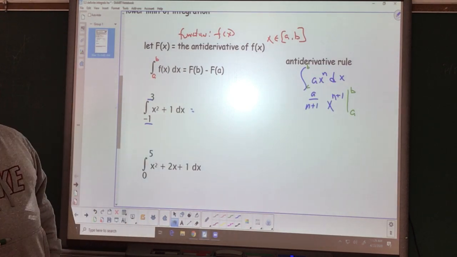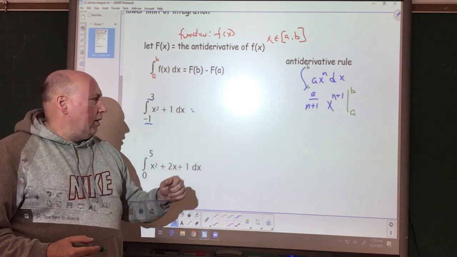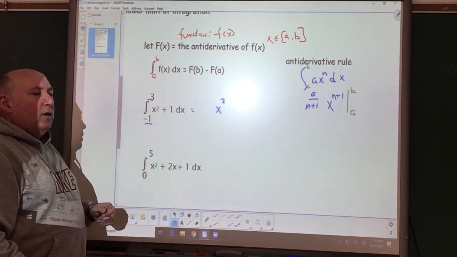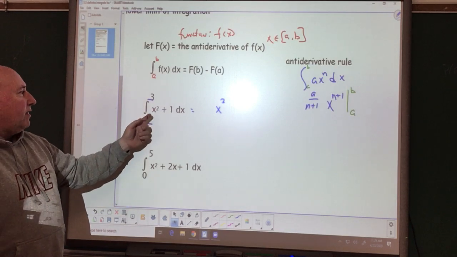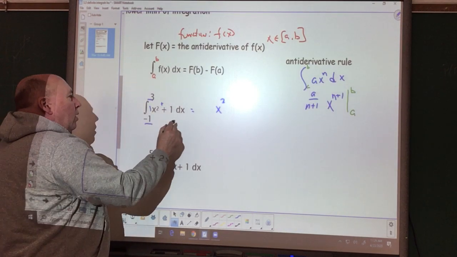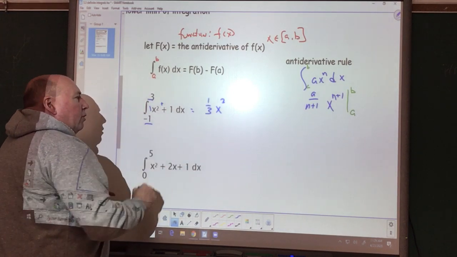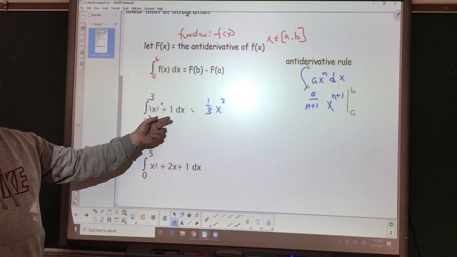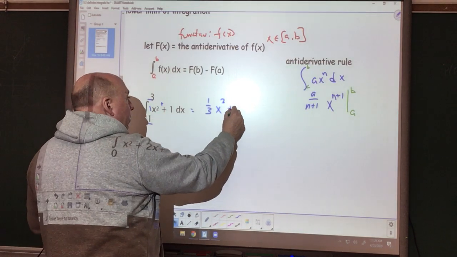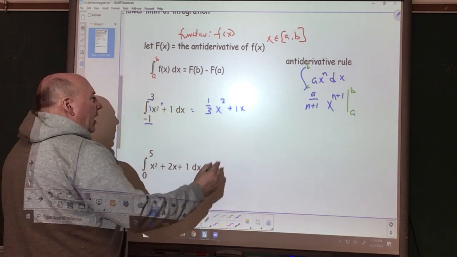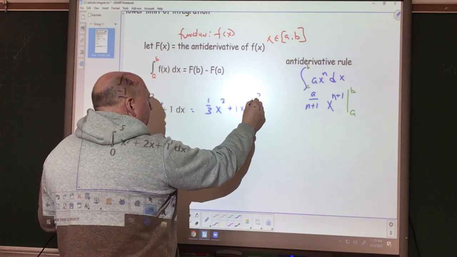So we have to use our exponent rule over here. So we're going to get an x cubed, because we have to add 1 here. And we divide our coefficient of 1 by our new exponent. So we have 1/3 x cubed. And then remember when we had a constant, we just have an x in there. And we want to evaluate this from -1 to 3.